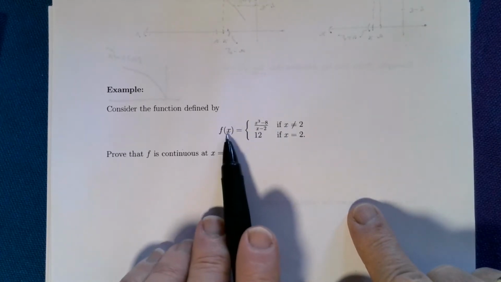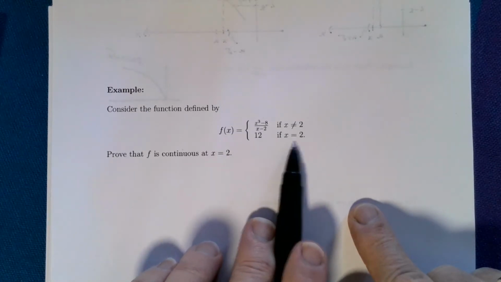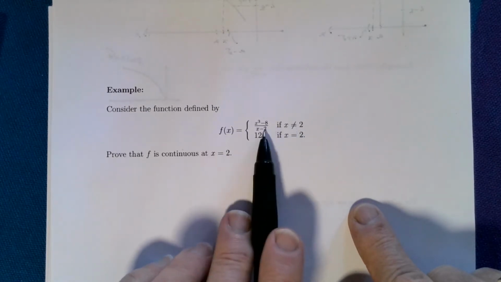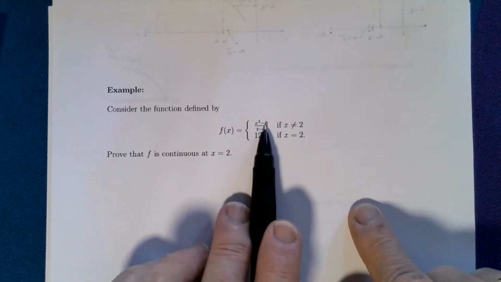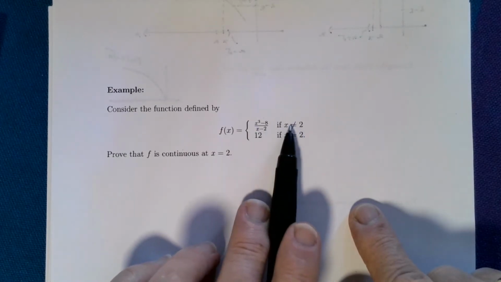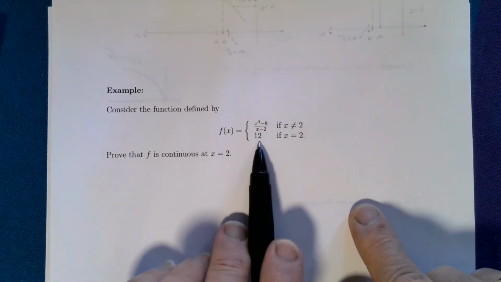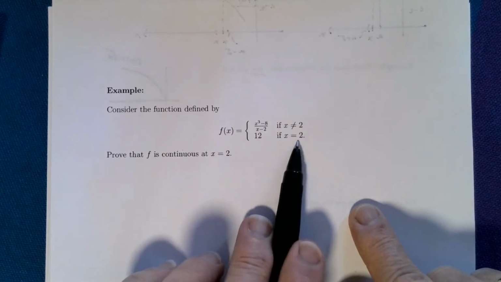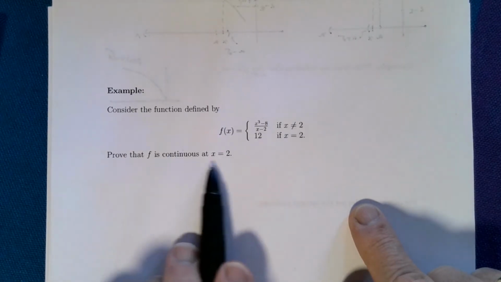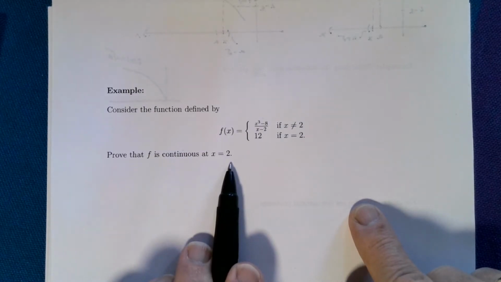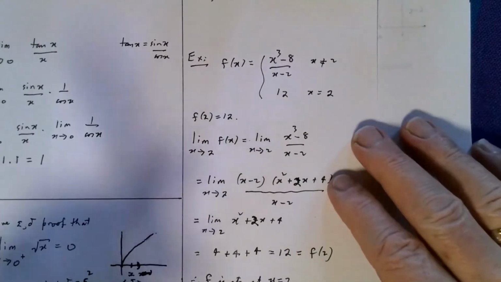And I'm going to give it the value 12 when x equals 2. Notice you can't put 2 into the top formula because you get 0 over 0. And I claim that if I make the value 12 at x equals 2, then it makes the function continuous. So I'm going to prove the function is continuous at x equals 2. So here is the solution to that.